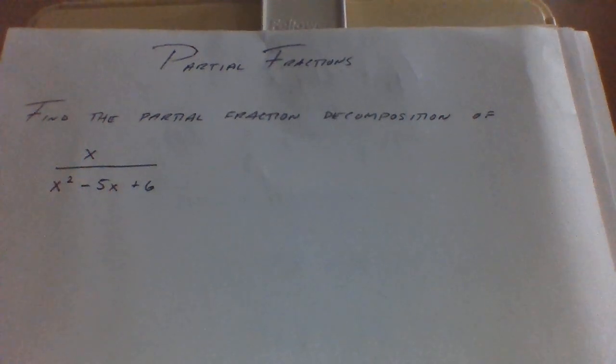In this section, we're going to take a look at partial fractions. We want to find the partial fraction decomposition of x over the quantity x squared minus 5x plus 6. The first thing we want to do here is factor our denominator.